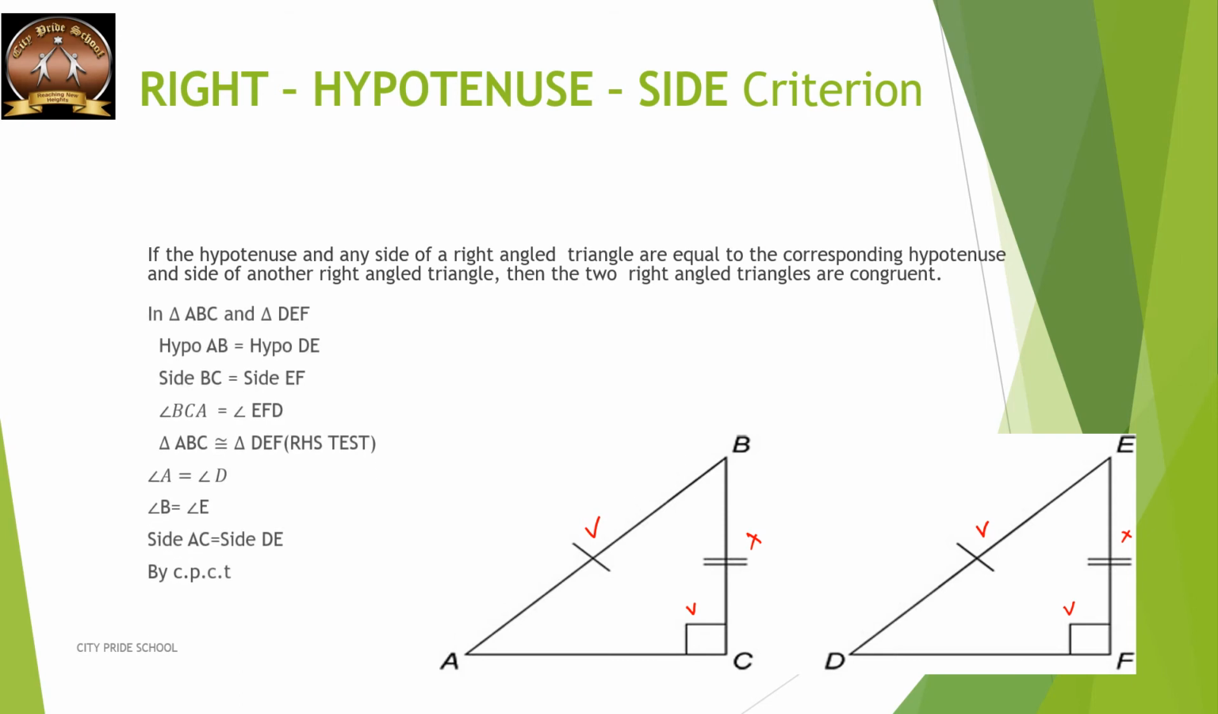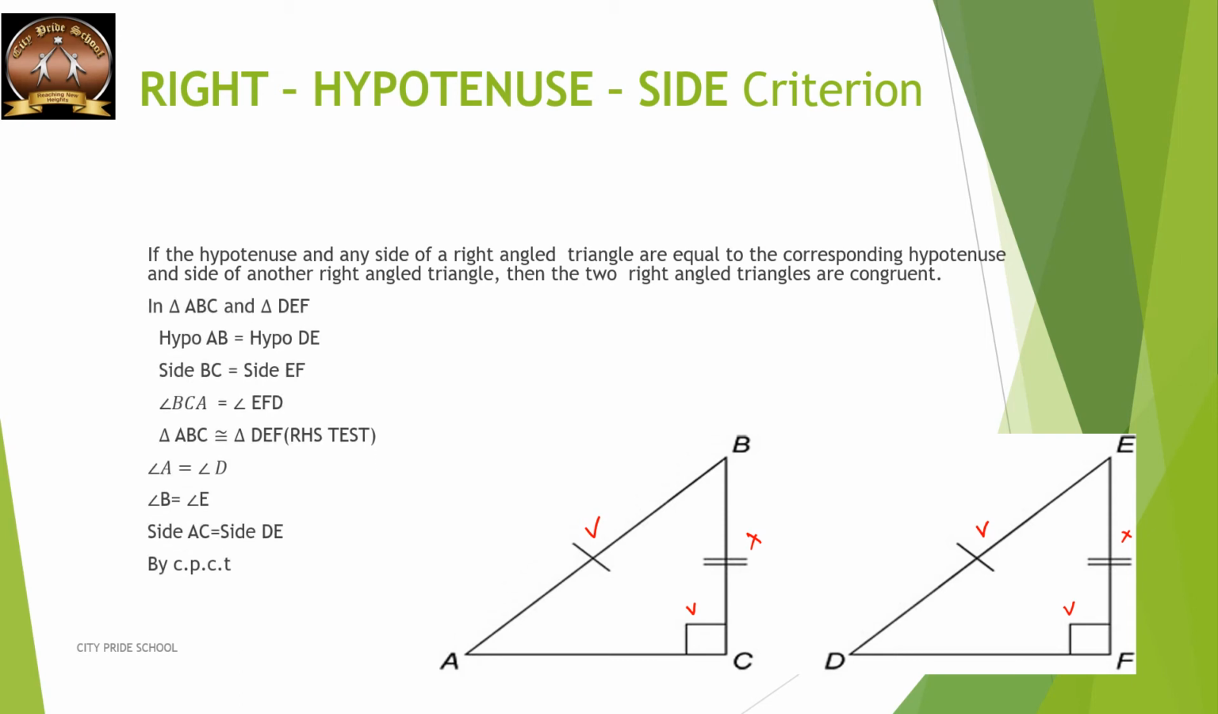So how will I write? Let me see that in triangle ABC and DEF. So I have written here hypotenuse AB is equal to hypotenuse DE. Sides are equal, that is side BC is equal to side EF. And angle C is equal to angle F, that is equal to 90 degrees. So these two triangles will be congruent by RHS test.